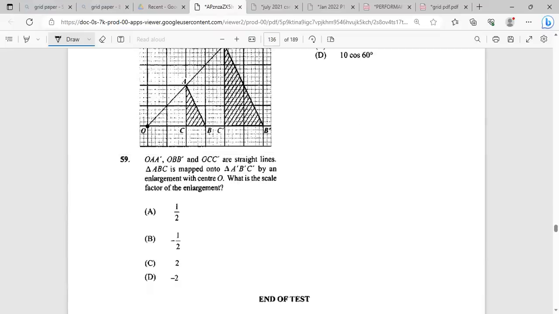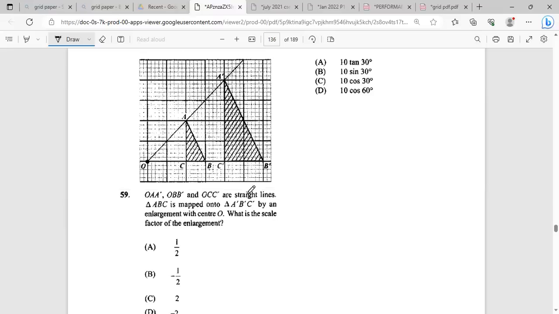You can see OA is a straight line, and the enlargement has center O. What is the scale factor? So this maps onto this, and we can see that this side is 2, while this side is 4. You count them, 1, 2, this one is just 1. So you can see that it increased by 2, so it has a scale factor of 2. And we're on to the last one.